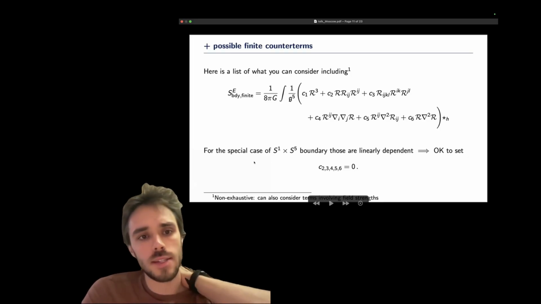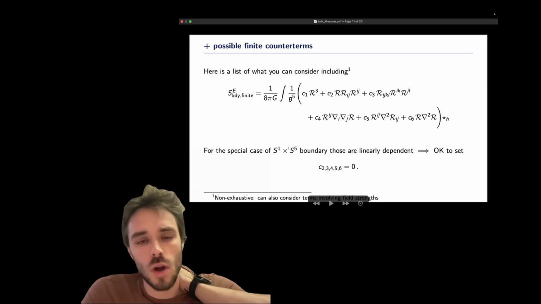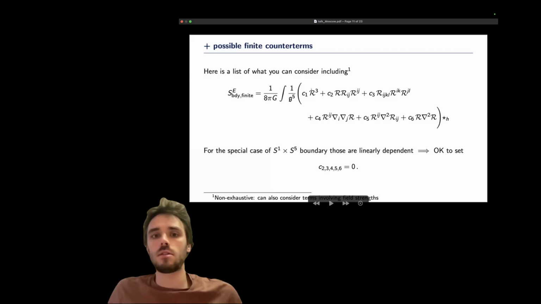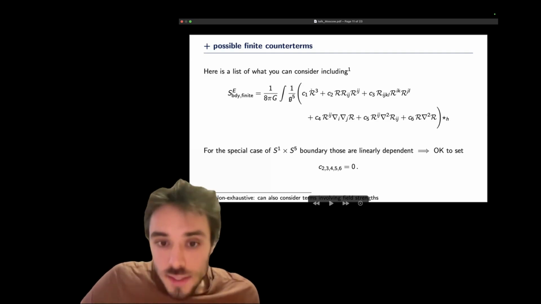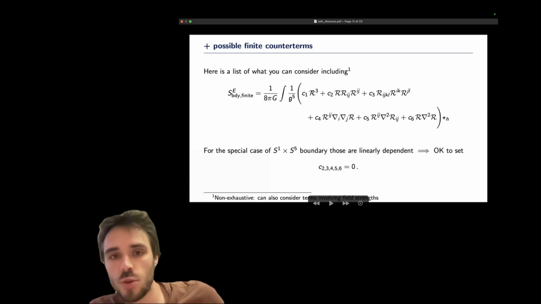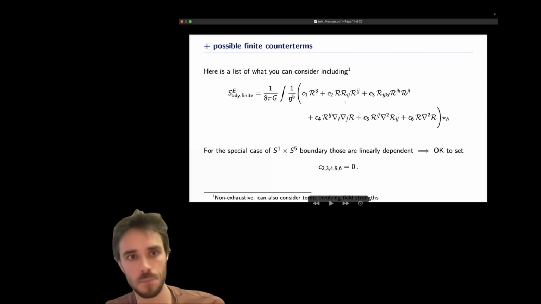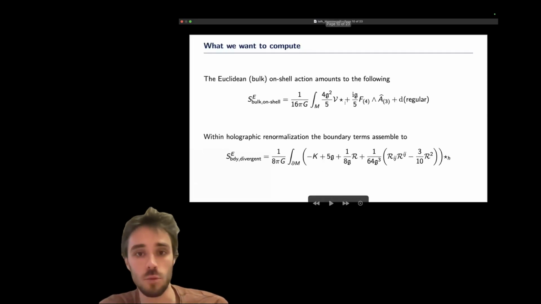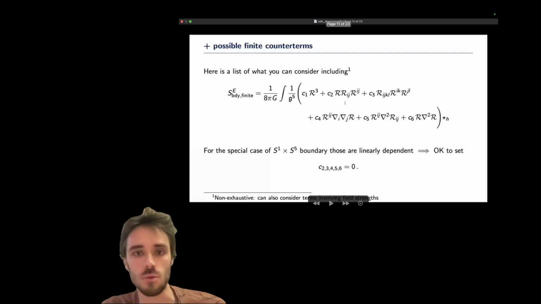And the reason is that for this special case of S1 times S5 boundary, those 6 items that I wrote down are actually linearly dependent. So it's perfectly okay to set all of the coefficients to 0 except 1. And that is enough for our purposes, but I stress again that in more complicated situations, you might need to do a little bit more than that. So you add these finite counterterms, and you have to sum these 3 integrals and see what you get. Okay.